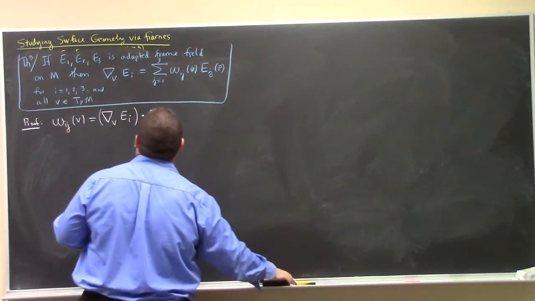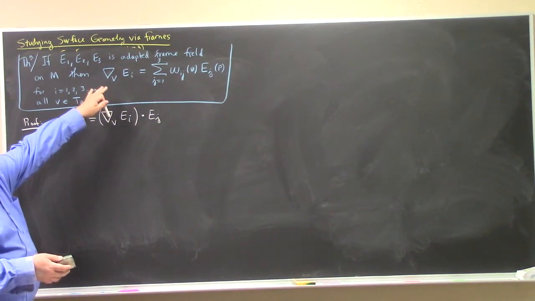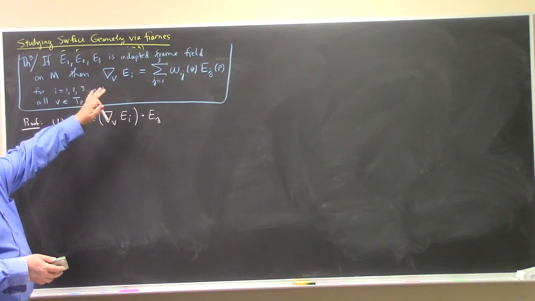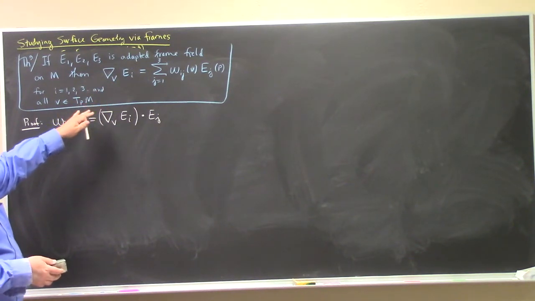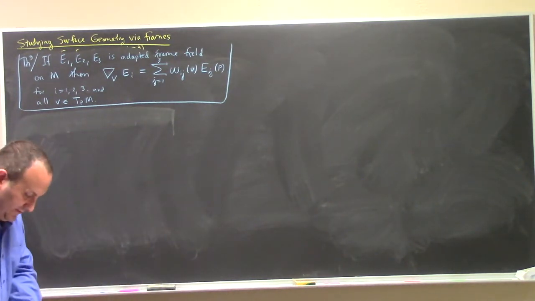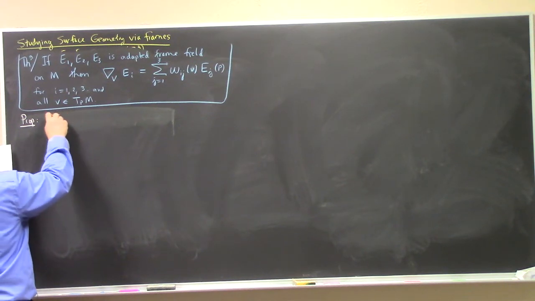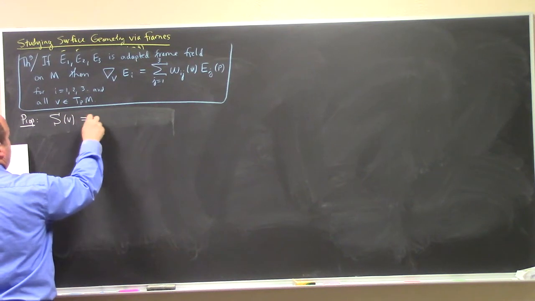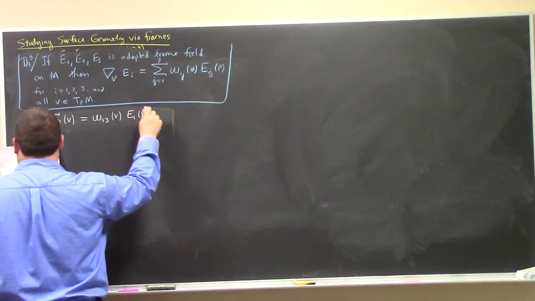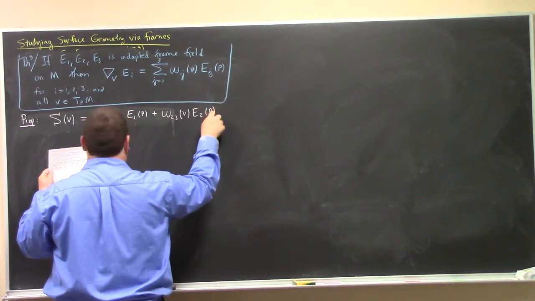Of course this matters, because this has to do with the shape operator. It has to do with the shape operator because E3 is the unit normal, and the covariant derivative of the unit normal gives us minus the shape operator. So this is going to connect back to the shape operator soon. All right, here's the proposition. The shape operator acting on vector v is equal to omega 1 3 of v times e1 at the point p, plus omega 2 3 acting on v times e2 at the point p.